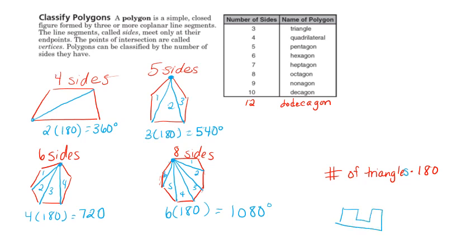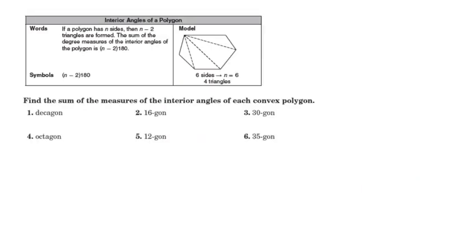Then we're talking the number of degrees switches. So if we put that into a formula, if a polygon has n sides, then n minus 2 triangles are formed. So the sum of the degree measures of the interior angles of a polygon is n minus 2 times 180. So you don't have to draw a polygon every time. You can, but if you have a 35-gon, or a polygon with 35 sides, it gets rather difficult.